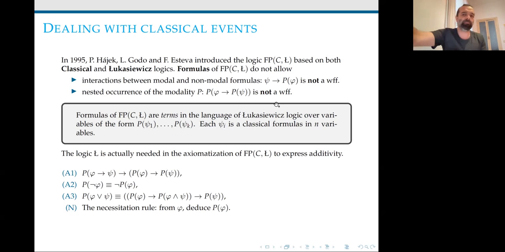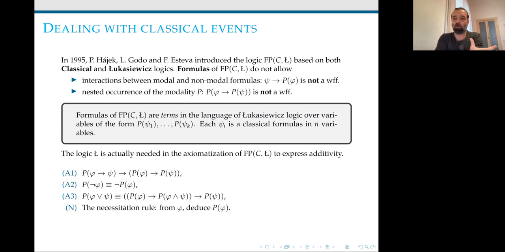FP stands for, sorry, fuzzy probabilistic, and C for classical logic, because what Luis presented is the version of the logic where events are expressed in terms of classical formulas. L instead stands for Lukasiewicz logic, because it is the outer logic that allows us to reason and to express properties of probability measures.